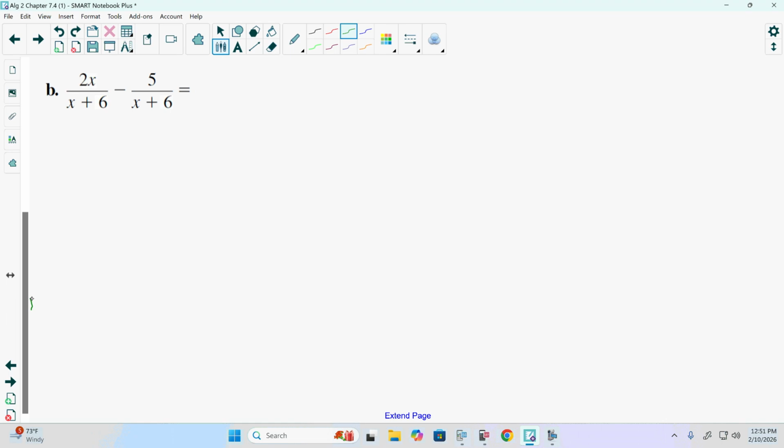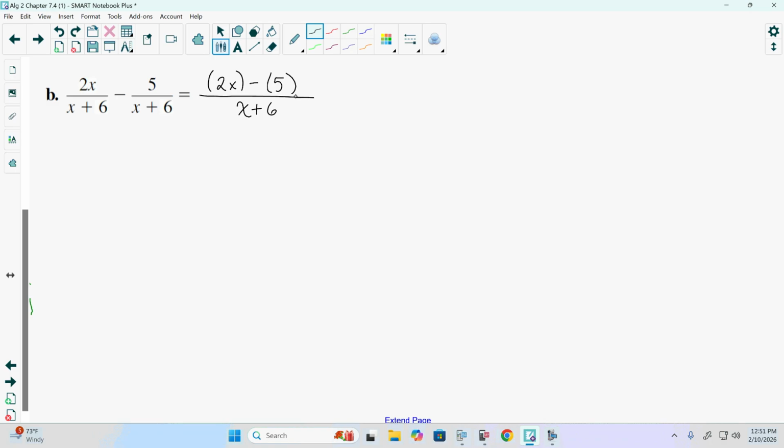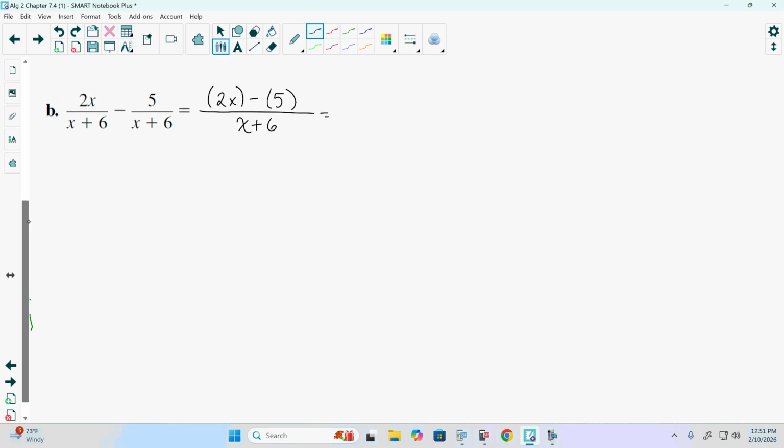Let's look at B. 2x over x plus 6 minus 5 over x plus 6. Since the denominators are the same, we can subtract the numerators. If the denominators are the same, we can add or subtract the numerators. In this case, we can subtract. Now, we do have to be a little more careful with subtraction because that negative does need to be applied through every term in the second numerator, the second expression. But here it's just 1. So really, we just say we have 2x minus 5 on top.